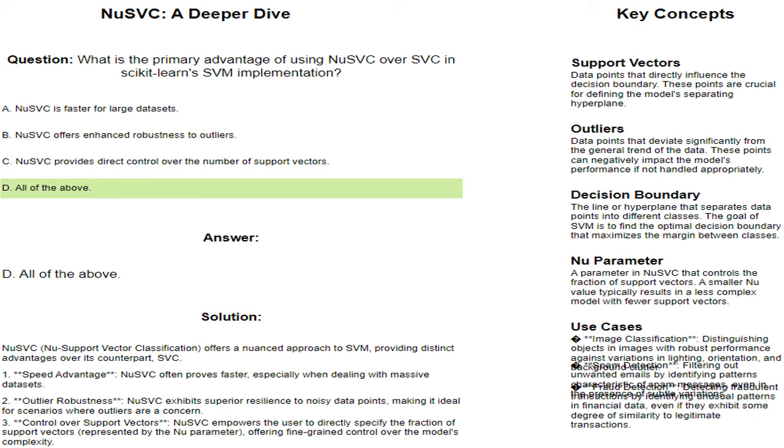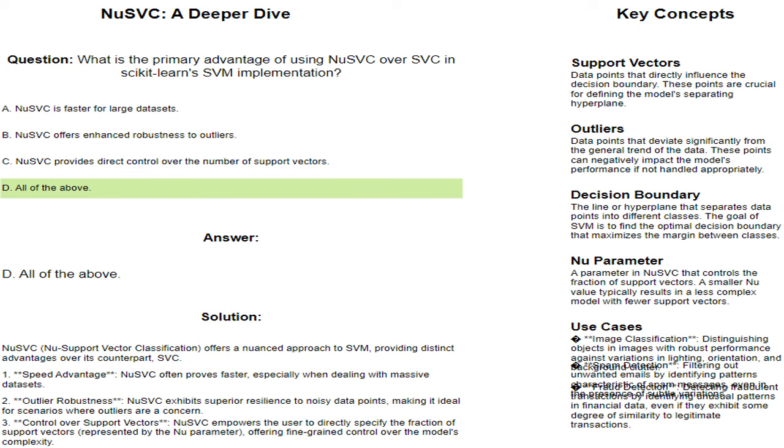NuSVC's ability to handle complex patterns and its robustness against noise and variations in lighting make it well suited for this task. Spam detection. NuSVC can be employed to filter out spam emails by learning the patterns that characterize spam messages. This is particularly helpful because spammers often try to disguise their messages to evade detection.